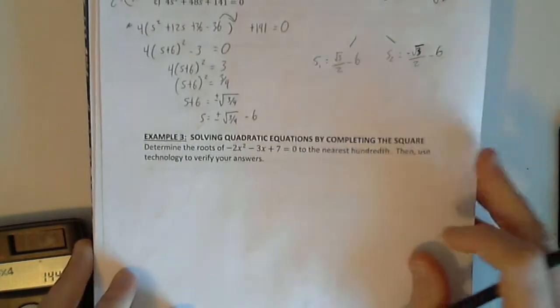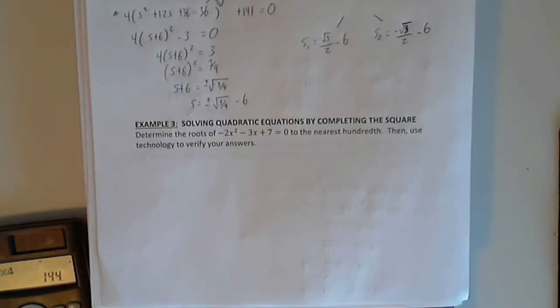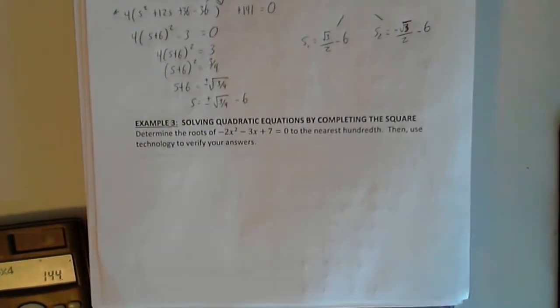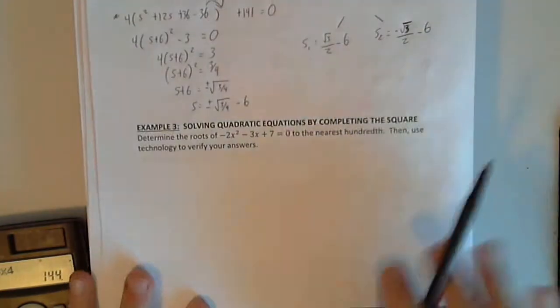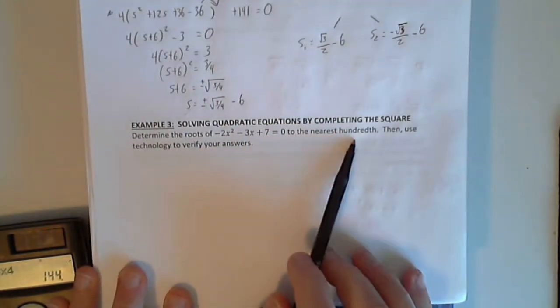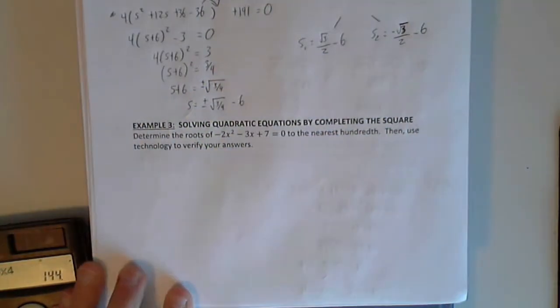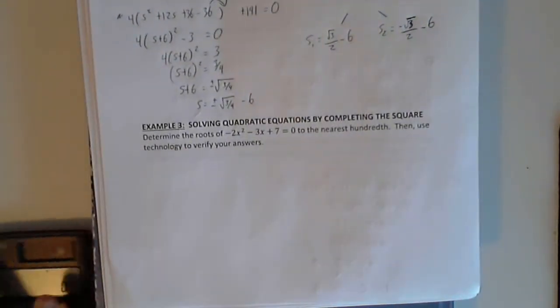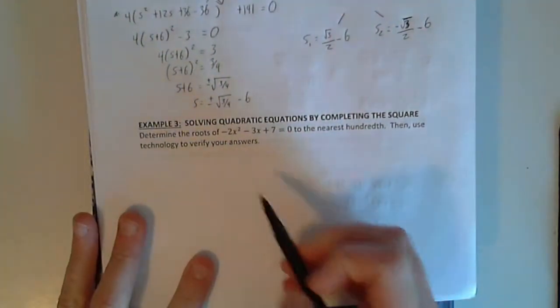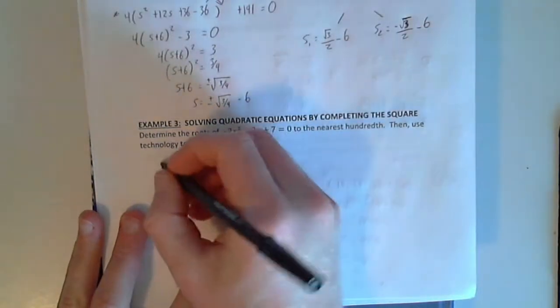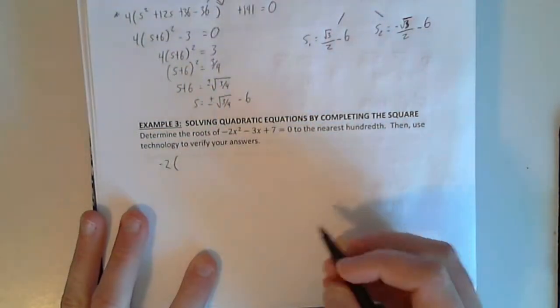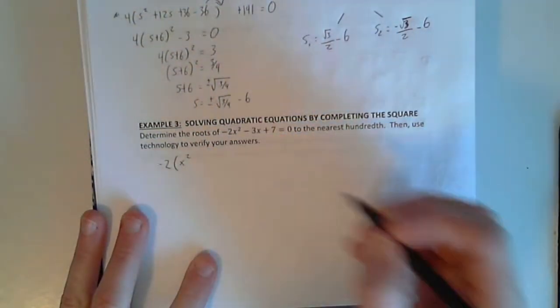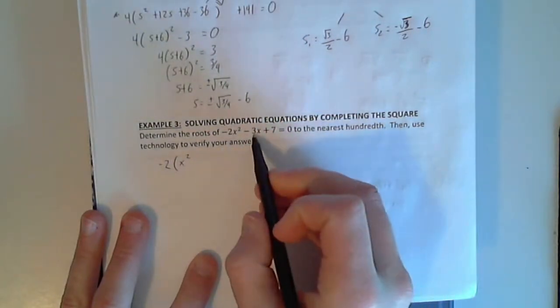Good. Solving quadratic equations by completing the square. Determine the solution. Determine the roots to the nearest hundredth. Then use technology to verify your answer. So now we're going to be using decimals. That makes things a little bit nicer, and we need to check it using a graphing calculator. So, complete the square. Gets a little bit boring, to be honest. Once you know what you're doing, it's this exact same thing every single time, except this time we're going to end up with fractions or decimals.